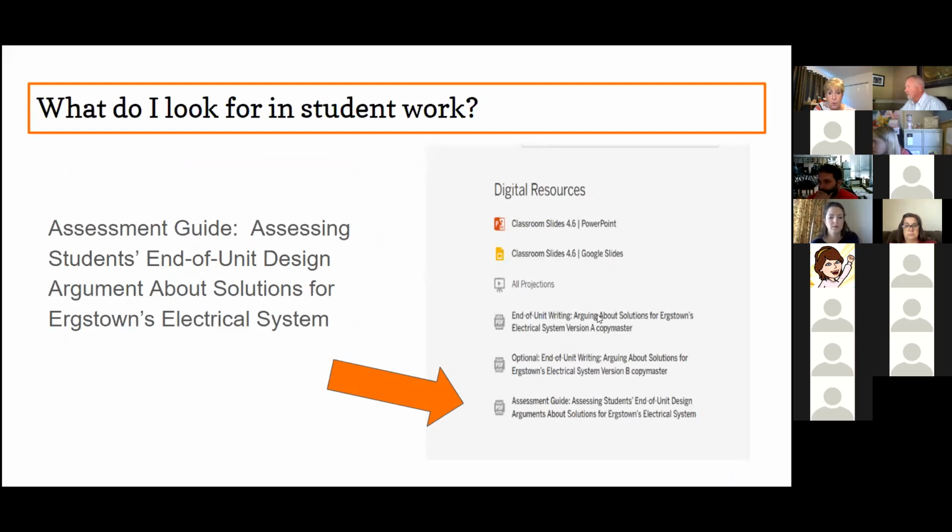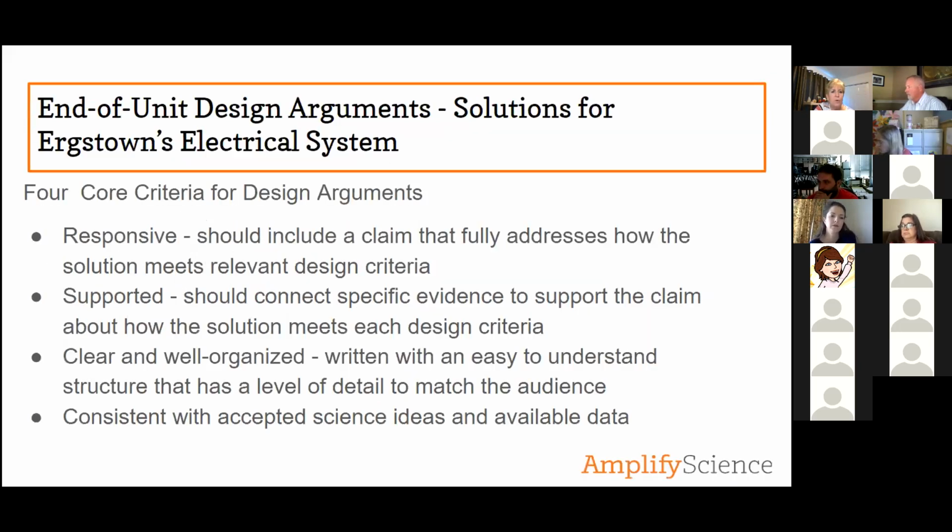So that's where we found the version A and version B copy master. And then right below that is the assessment guide. And they're scoring their design argument based upon 4 different criteria. The first one is, is it responsive?